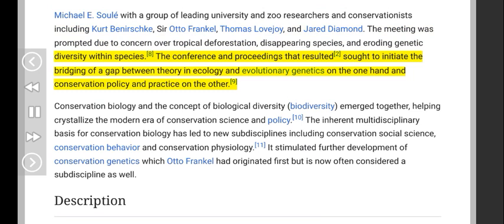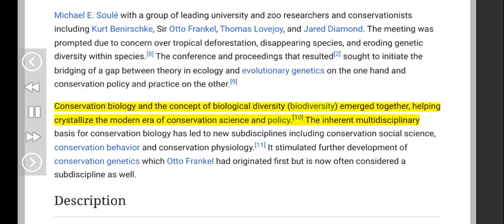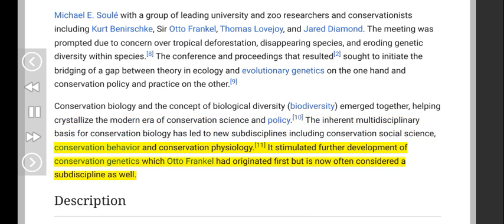The conference and proceedings that resulted sought to initiate the bridging of a gap between theory in ecology and evolutionary genetics on the one hand and conservation policy and practice on the other. Conservation biology and the concept of biological diversity, biodiversity, emerged together, helping crystallize the modern era of conservation science and policy. The inherent multidisciplinary basis for conservation biology has led to new subdisciplines including conservation social science, conservation behavior, and conservation physiology. It stimulated further development of conservation genetics, which Otto Frankel had originated first but is now often considered a subdiscipline as well.